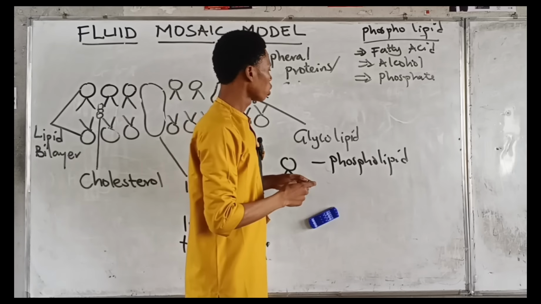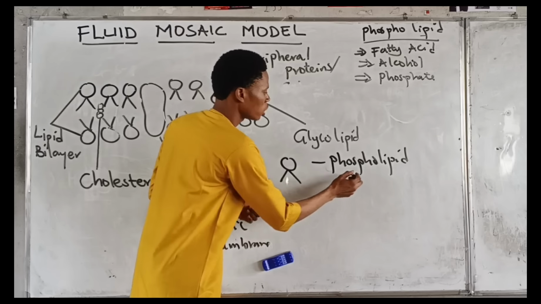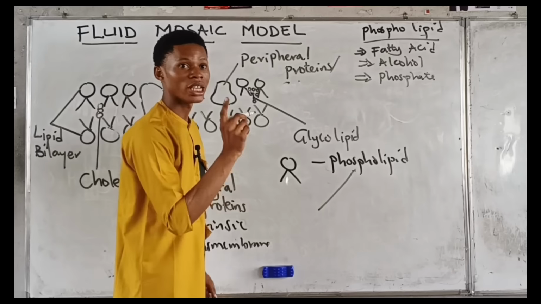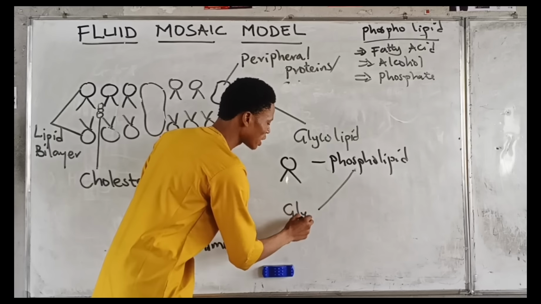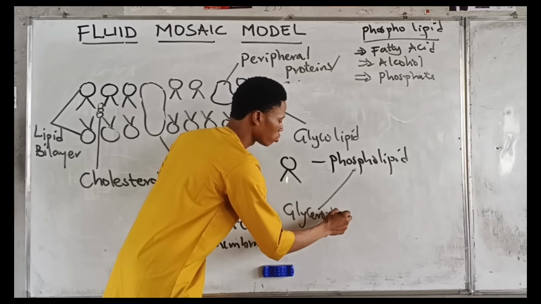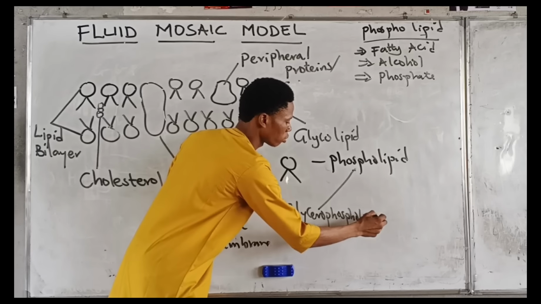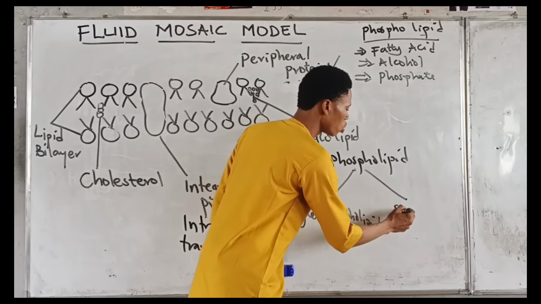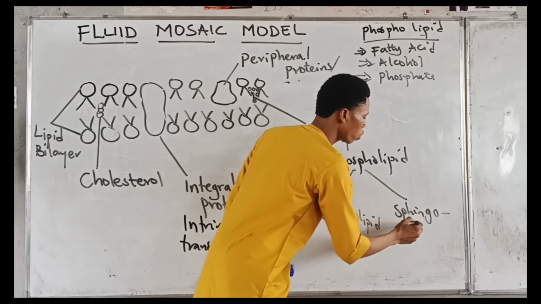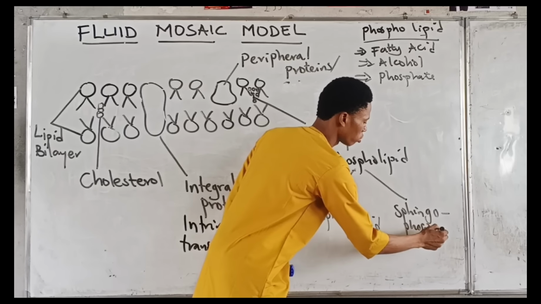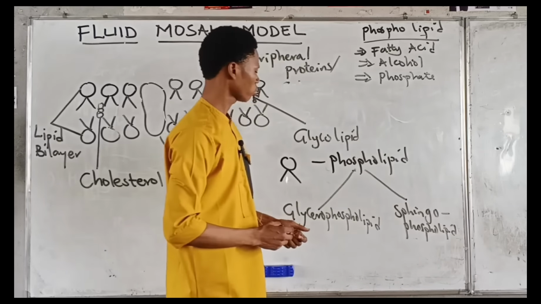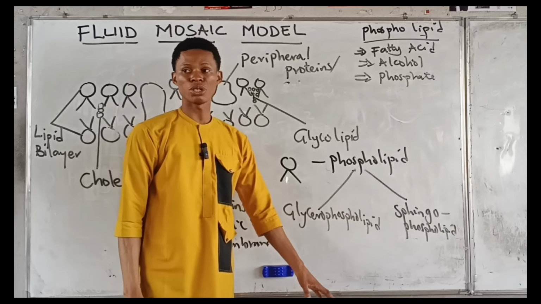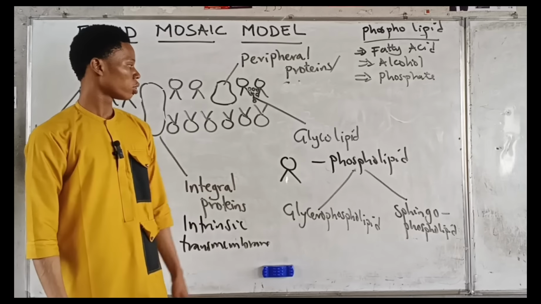Now, if the alcohol present in this phospholipid is glycerol, then the phospholipid is called glycerophospholipid. If the alcohol present is sphingosine, we call it what? Sphingophospholipid. Good. So we have glycerophospholipid and sphingophospholipid as the phospholipids we have.